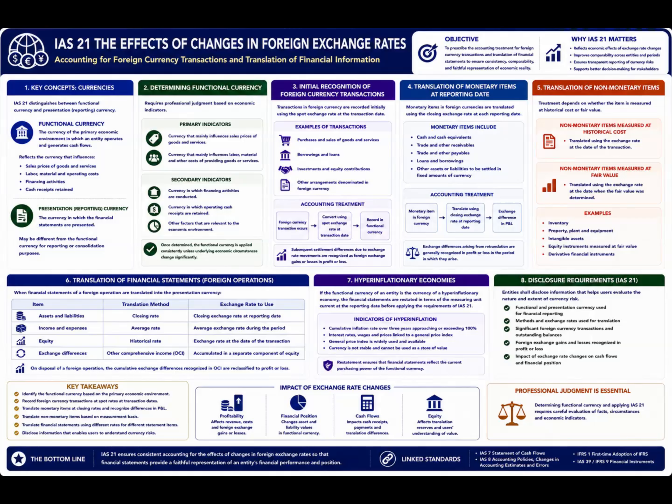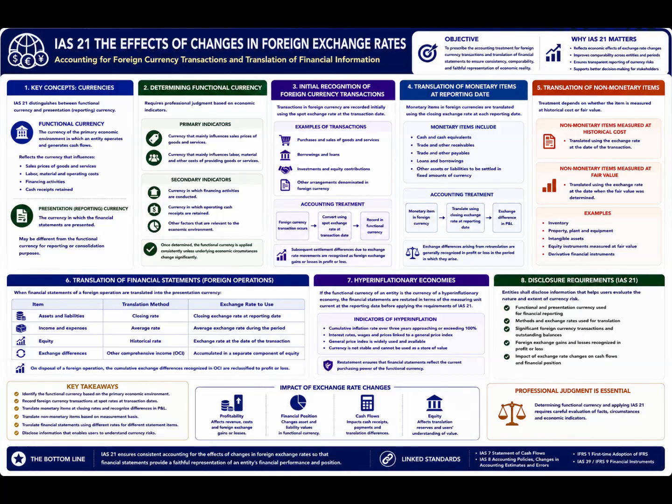IAS 21 ensures consistency and comparability in accounting for these effects by establishing rules for determining functional currencies, translating foreign currency transactions, and reporting monetary and non-monetary items. Within the DIP-IFR syllabus, this standard is important because multinational operations and international transactions require careful treatment to ensure that financial statements faithfully represent economic reality and foreign exchange risks.